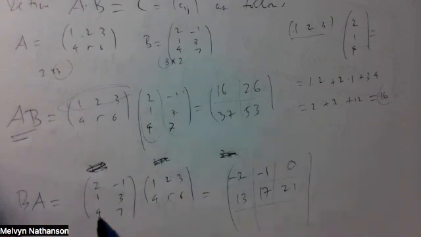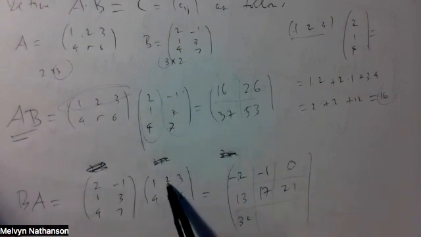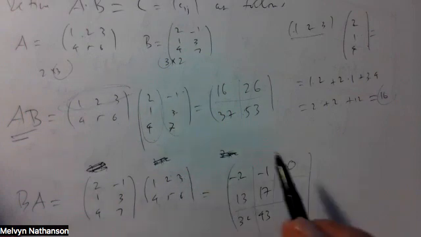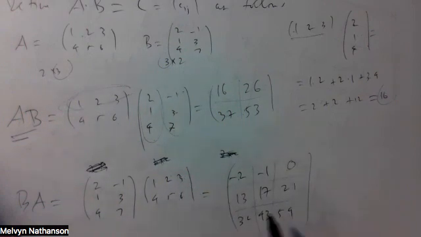Third row, first column, 4 plus 28 is 32. Third row, second column, 8 plus 35 is 43. Third row, third column, 12 plus 42 is 54.